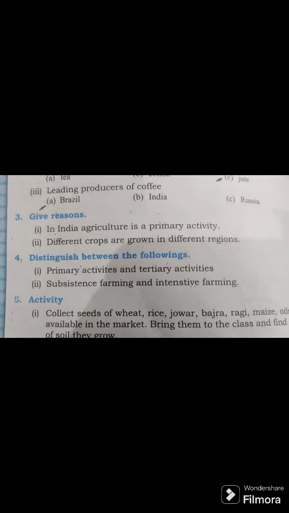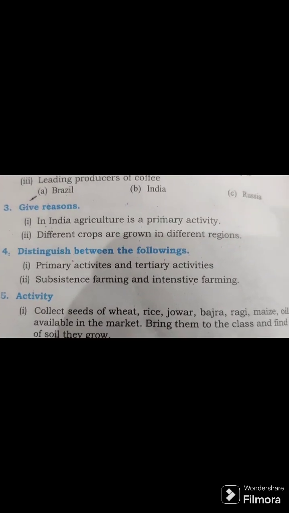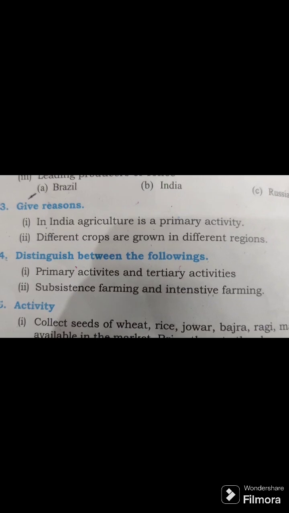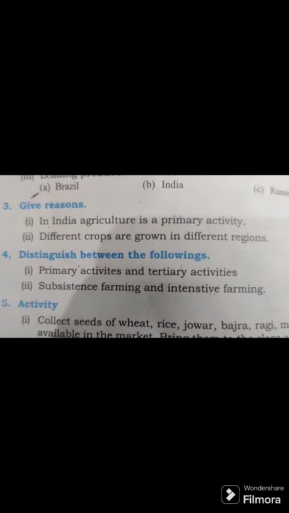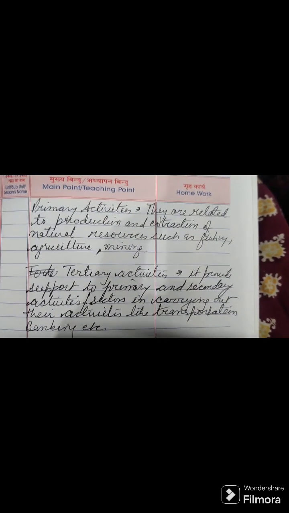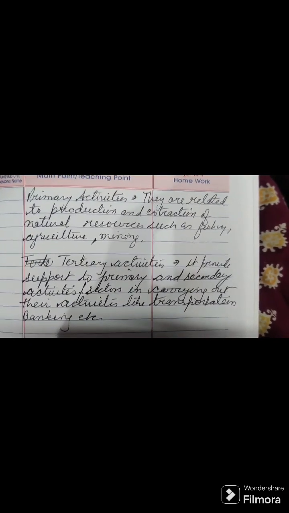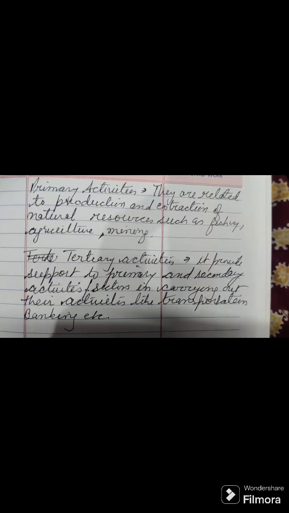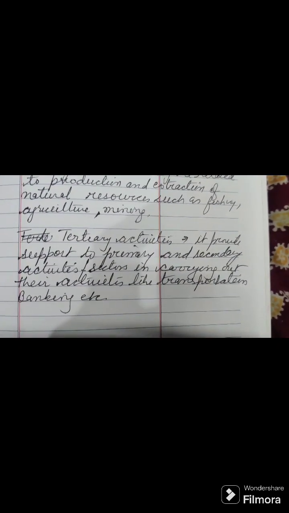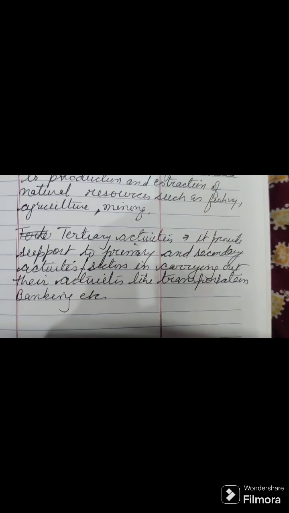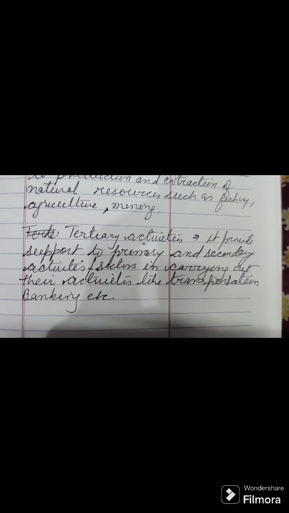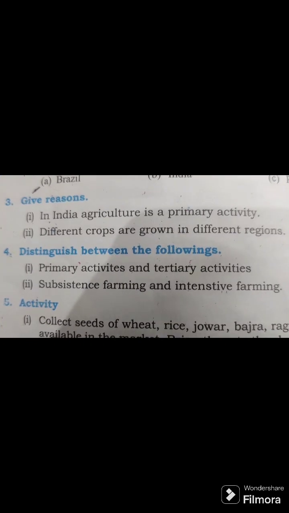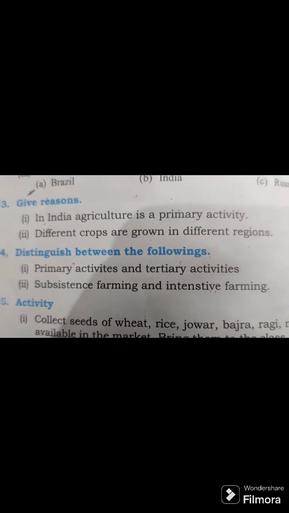Exercise number 4. Distinguish between the following. First, primary activities and tertiary activities. Primary activities are related to production and extraction of natural resources such as fishery, agriculture and mining. And tertiary activities provide support to primary and secondary sectors in carrying out their activities, like transportation, banking, etc.